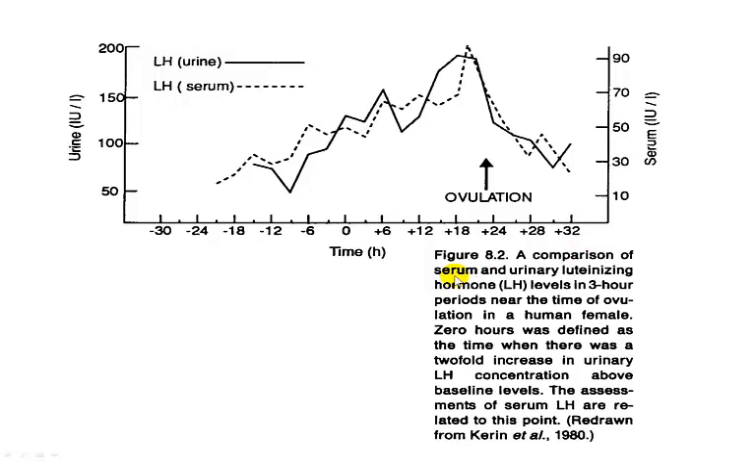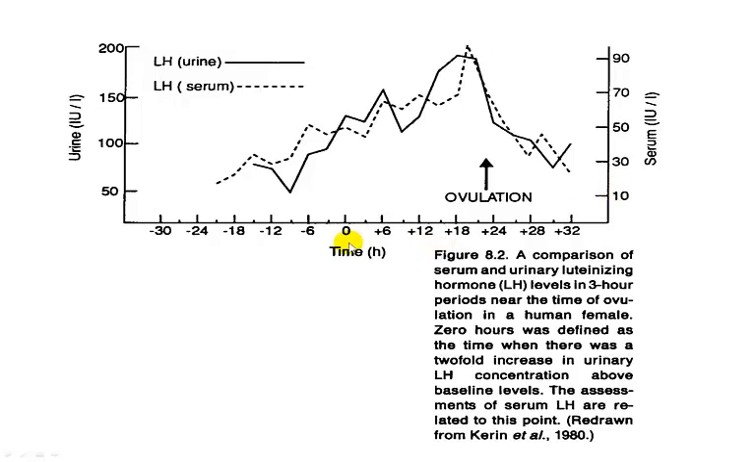This is a comparison of serum and urinary LH levels in 3-hour periods near the time of ovulation in a human female. Zero hours was defined as the time when there was a 2-fold increase in urinary LH concentration above baseline levels. From back here, you go roughly from 50 to 100 or more at time 0, and it looks like about 125. The assessments of serum LH are related to this point. This is redrawn from Karen et al. in 1980.